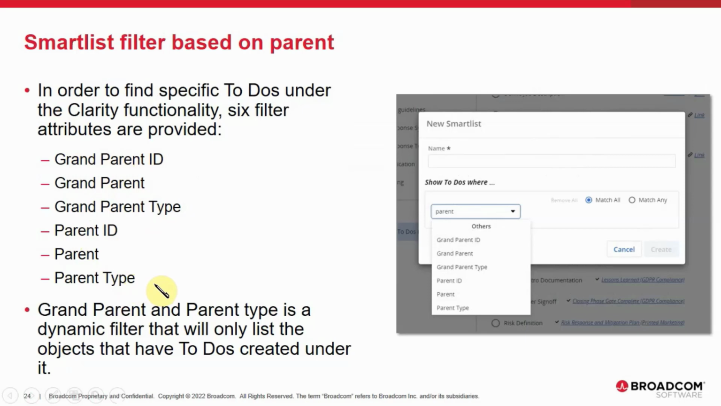The grandparent and parent type is a dynamic filter that will only list the objects that have to-dos created under it, which means if I, in my system, do not have any to-dos created under the issues, then the issues object will not be listed under the parent type lookup. But as soon as I create a to-do within issues subobject, then that issue subobject will automatically be listed under the parent type.